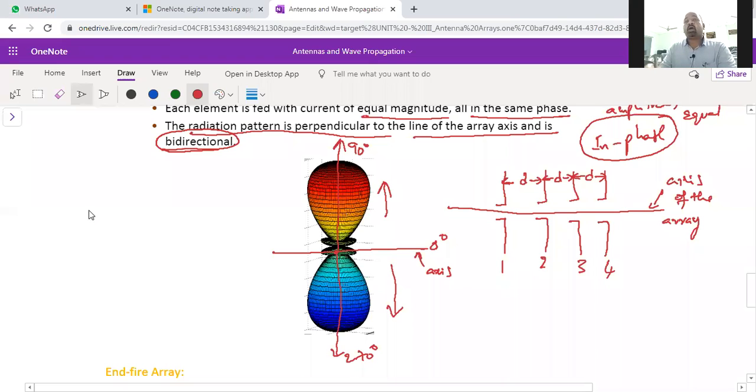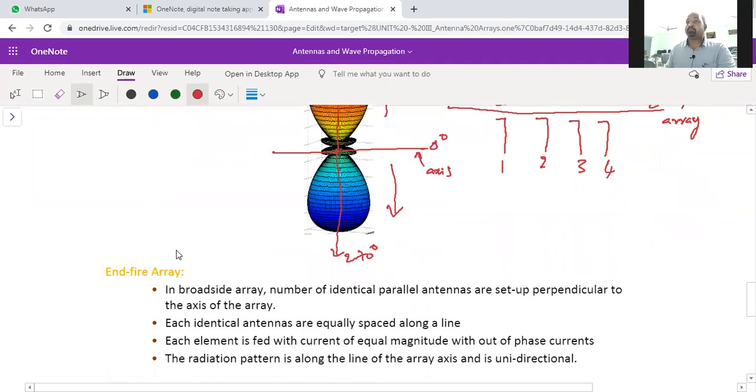Therefore, in broadside array, parallel antennas are connected perpendicular to the axis of the array, with equal amplitude and equal phase, and the radiation pattern is perpendicular to the axis of the array and is bidirectional. That is broadside array. And coming to end-fire array.